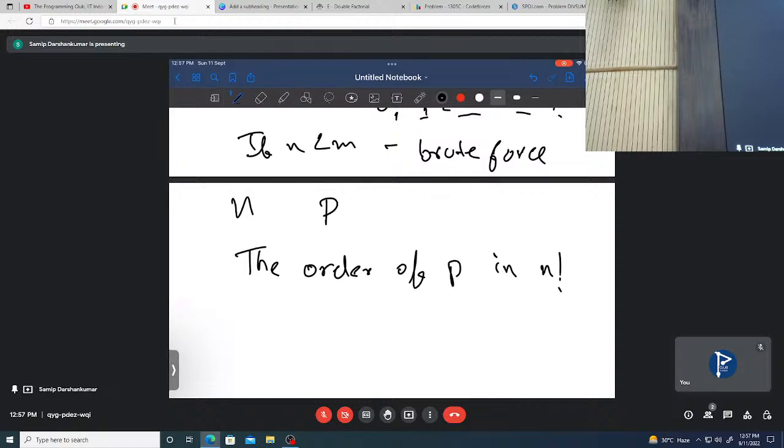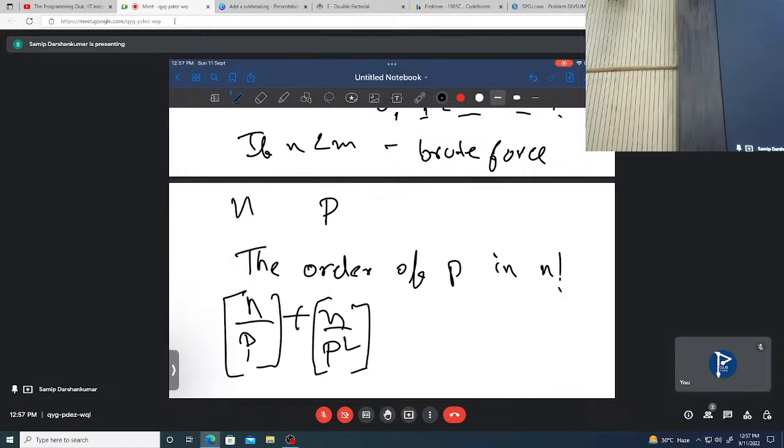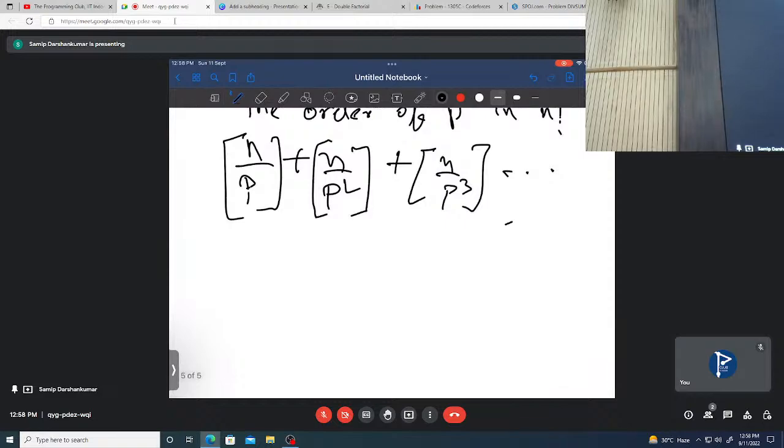Yeah, correct. So there are n by p numbers which are divisible by p. So they would contribute a factor of p, plus n by p square. If I would do that, it would contribute a factor of 2, but once we have already considered them in n by p, extra they will contribute 1, right? Similarly till n by p cube and so on till this number is 0. So this is the order of p in n factorial, right? So we will just calculate the order of 5 in n by 2 factorial for that problem, by this summation thing, right?